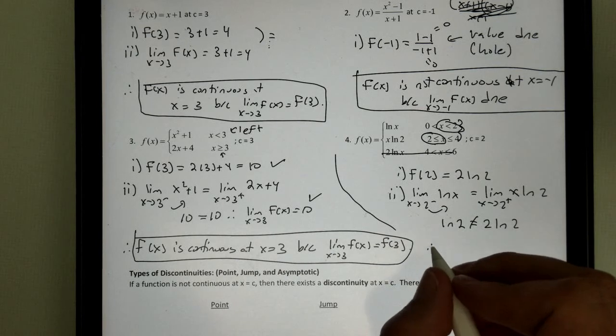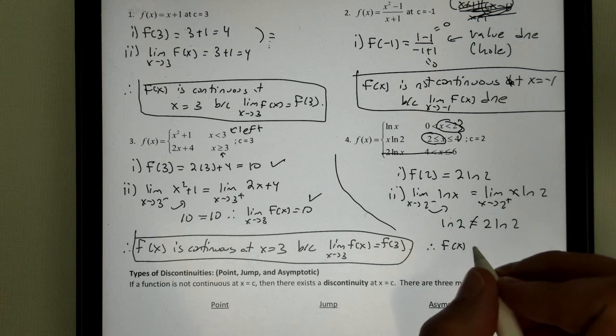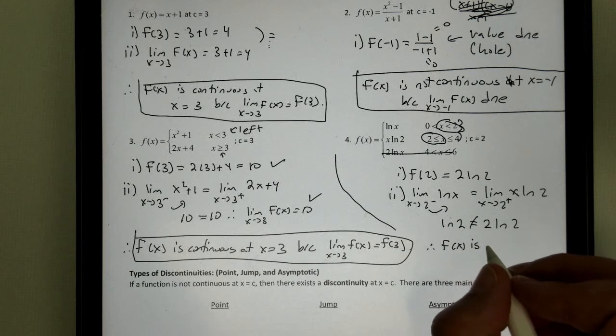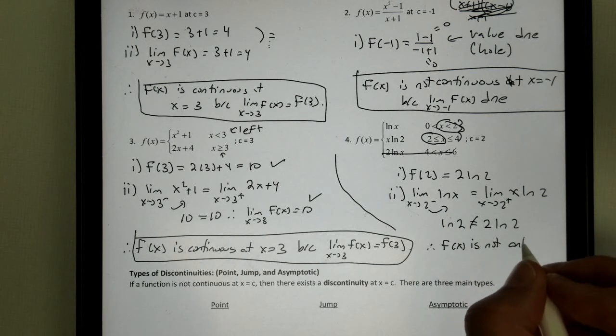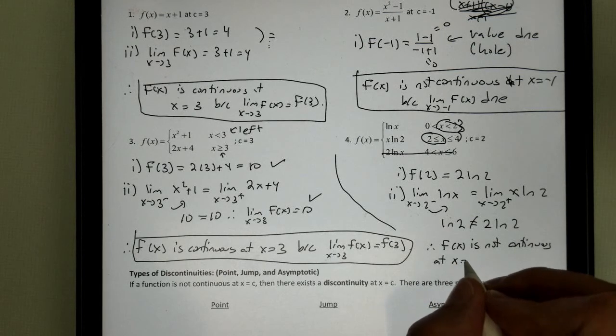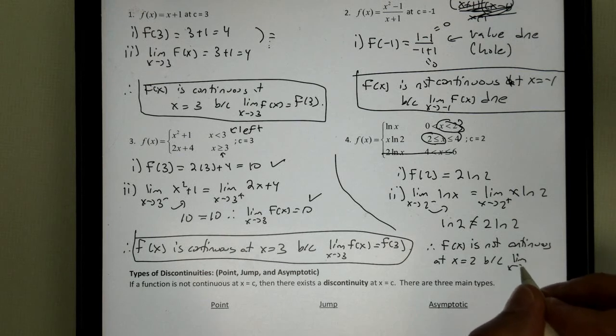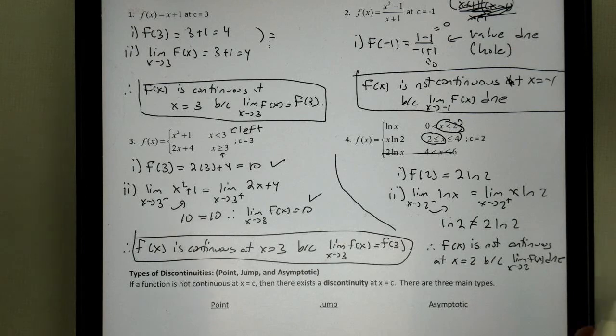So we're going to say that this is not continuous, because it does not have a limit. F of x is not continuous, spell out that word, at x equals 2, because the limit as we approach 2 does not exist. Write out your sentence every time.